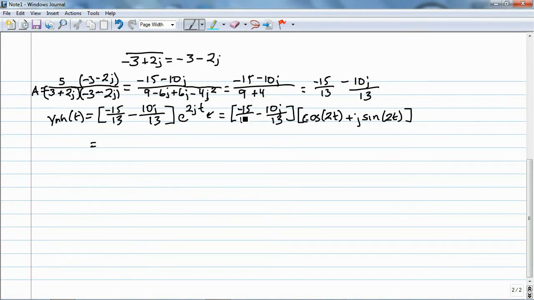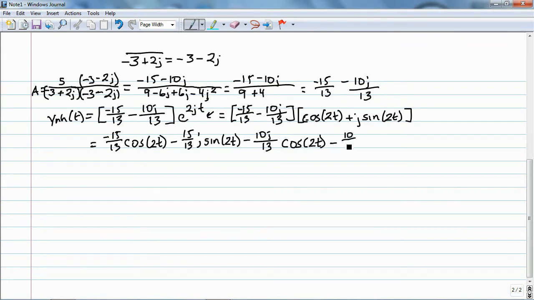So I'm going to have minus 15 thirteenths cosine of 2t, minus 15 thirteenths j sine of 2t, minus 10j over 13 cosine of 2t, minus 10 thirteenths j squared, right? J times j, sine of 2t.